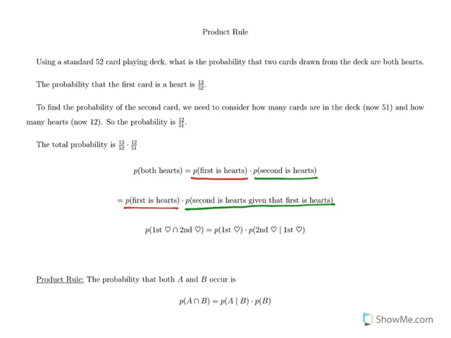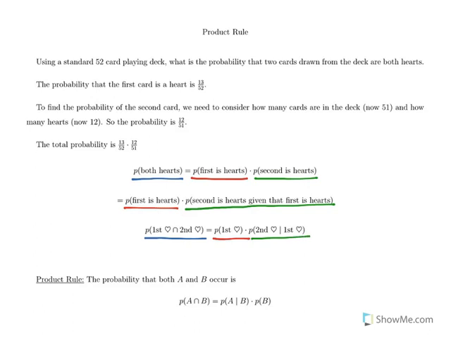So the probability that they're both hearts, the probability that the first is heart intersect the second is heart, is equal to the probability that the first is heart times the probability that the second is heart given that the first is a heart.